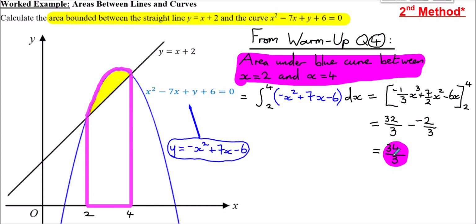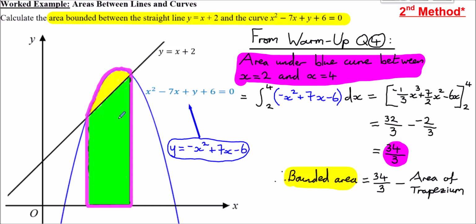Now what we could have thought about, secondly, is how do we relate this whole bounded purple area to this yellow area, which we want to find out, and this shape here, which happens to be a trapezium? Well, hopefully you can see that the bounded area in yellow is going to be 34 over 3, which is what we had from above, minus the area of this green trapezium, like so.